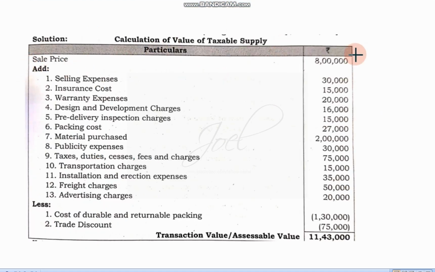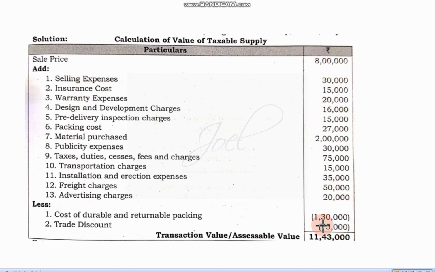This will be the solution. So sale price is 8 lakh rupees as we have seen, and I told that all items which are not included in the selling price we are going to add, and those items which were not supposed to be there, still included, we are going to deduct. Now see, selling expenses, as we have already discussed, selling expenses, insurance cost, warranty expenses, design development charges, pre-delivery inspection charges, packing cost.